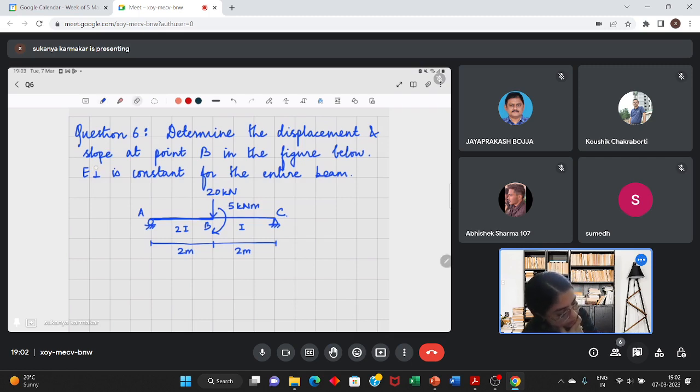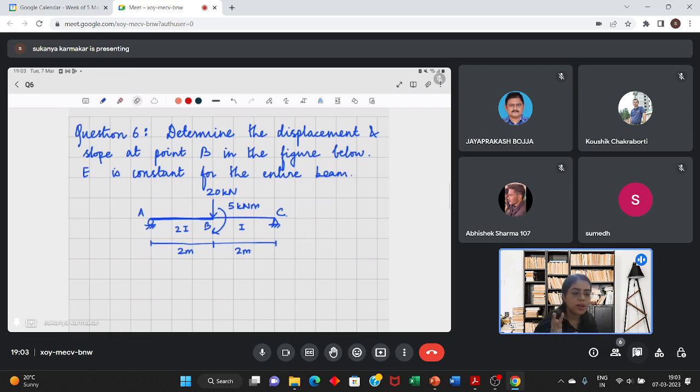So E is constant for the entire beam. So first you will have to draw the bending moment diagram, and for that you need to calculate the support reactions. So here I will use the method of superposition and draw the bending moment diagram.